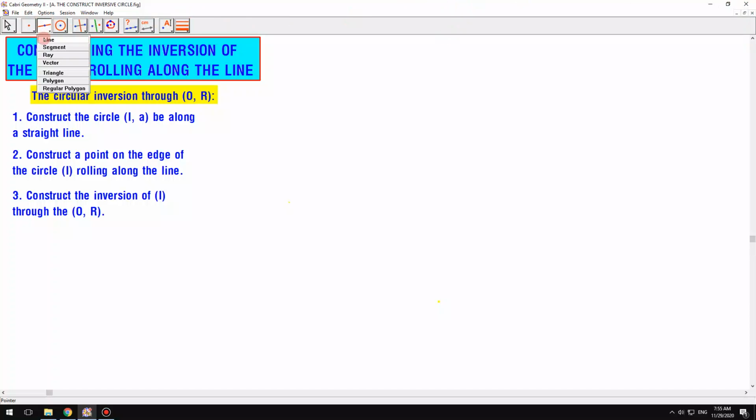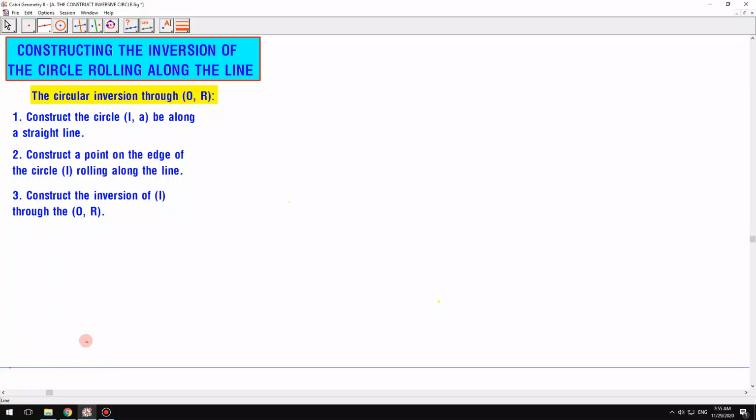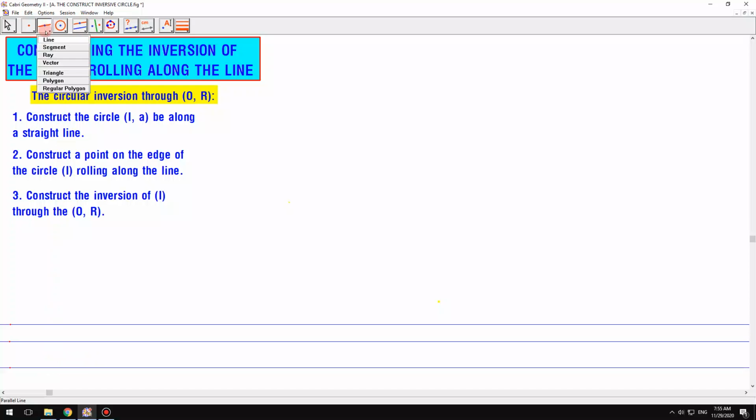First, we construct horizontal lines in the bottom of the screen. Draw the parallel line 1, 2 to segment.